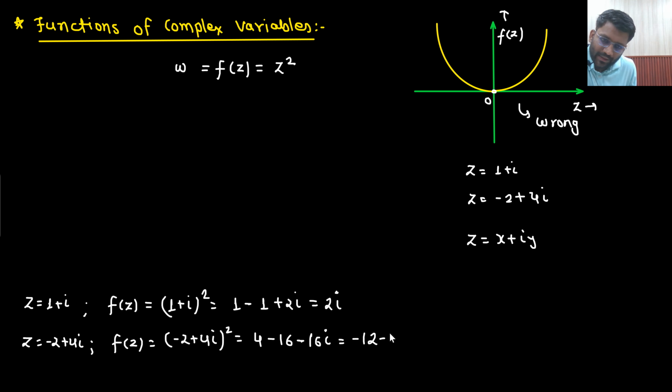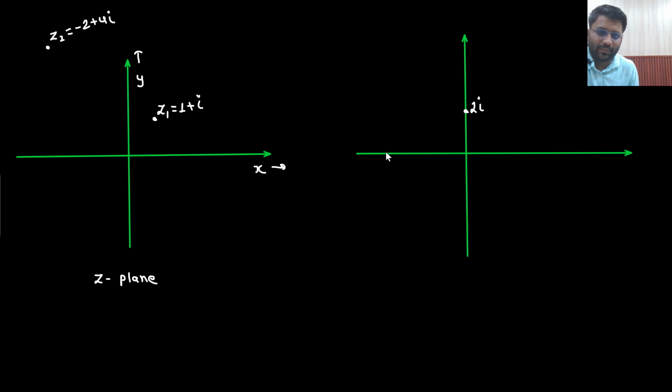So that would be minus 12 minus 16 iota. Let's see it again. a square plus b square plus 2ab. Yes. So minus 12 minus 16 iota somewhere here. So this would be minus 12 minus 16 iota.